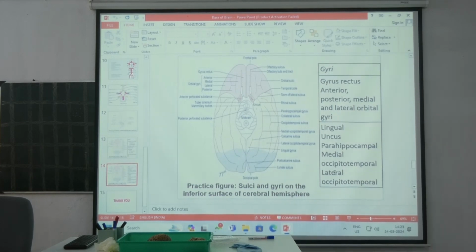Okay, so understood. You have to see the boundaries and contents of the interpeduncular fossa, and the circle of Willis if it is present. Okay, and also the roots of the cranial nerves when they are coming out. Okay, so everything will not be present. Those which are present, I will show you.